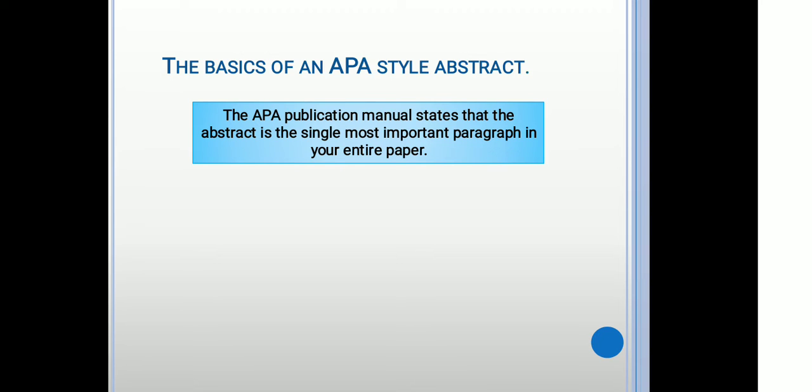An abstract is the first thing that most people read, and it is usually what informs their decision to read the rest of your paper. A good abstract lets the reader know that your paper is worth reading.